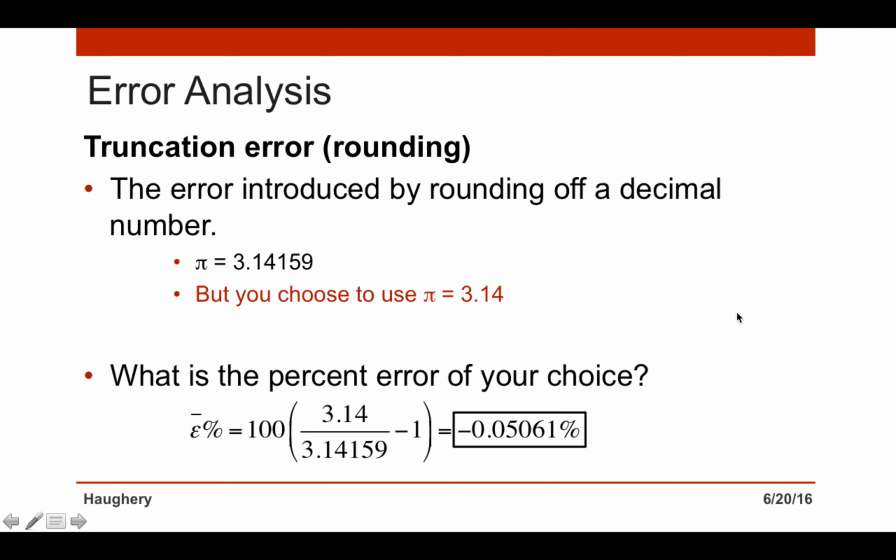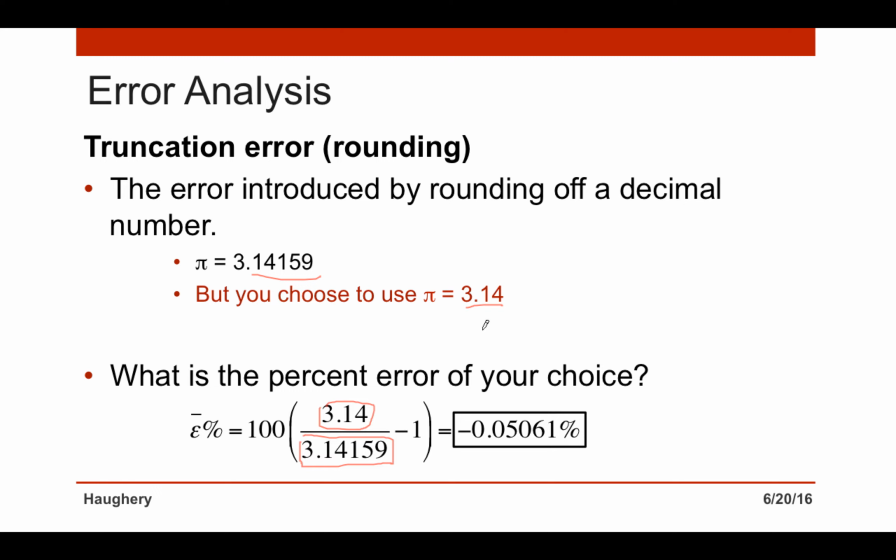Some different ways of getting error in the different analysis we can do. We can do truncation error, which is basically a rounding error from rounding off numbers. So if we pull a number from a conversion chart, and instead of using the full number, to this many decimal places, we just round off to 2 decimal places, we would have a negative 0.05%-ish error, right? So what we measured on top, over what it actually should have been, minus 1, times 100.